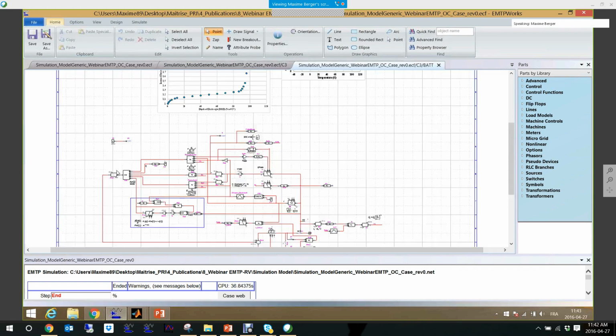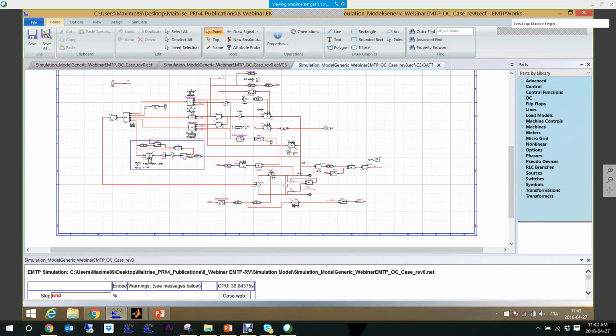So inside the NiCad battery model, we see that there is a lot of control blocks. I won't go into the details of that, but we can see that there are a lot of details to take into account all these parameters in the model.